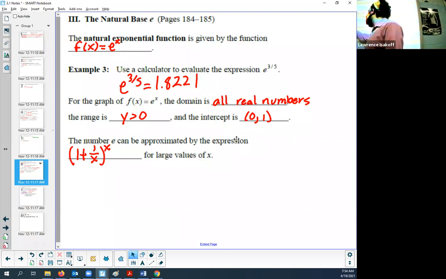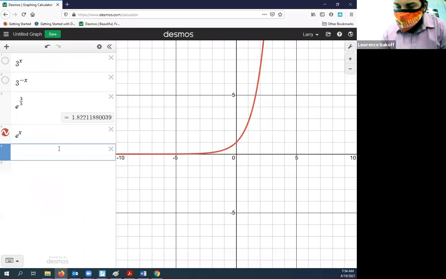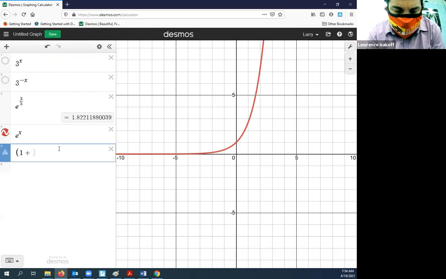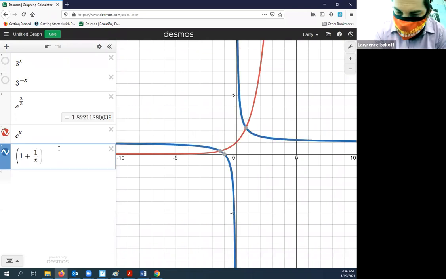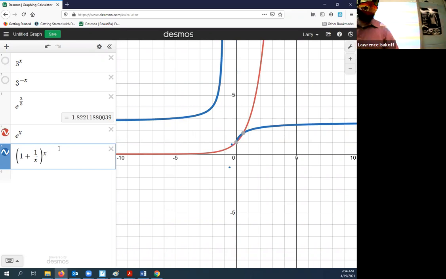The number e can be approximated by the expression (1 + 1/x)^x for very large values of x. So that's what we're going to very, very quickly look at. Let's look at that graph: 1 plus 1 over x, all to the x. So this graph looks really weird.